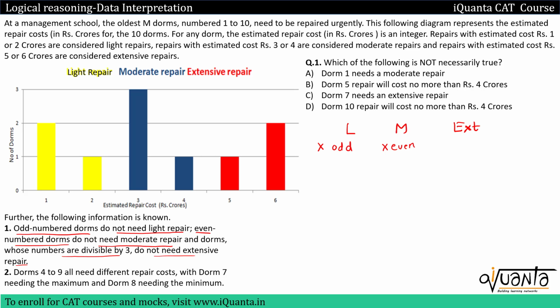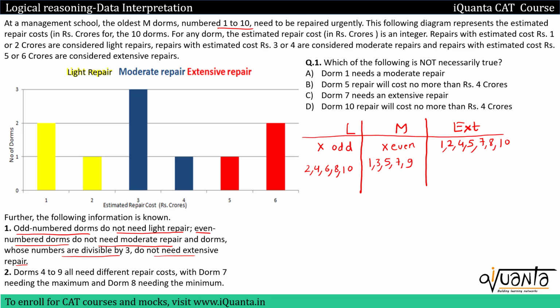So we have dorm numbers from 1 to 10 given to us. So 1 might need extensive repair, 2, then 4, 5, then after that 7, 8 and 10. They might need extensive repair. In moderate, we cannot have an even number, so we'll have odd numbers 1, 3, 5, 7 and 9. In light repairs, what can be the possibilities? There should be no odd number, so all even, 2, 4, 6, 8 and 10. So these are the possible dorms that might need this light, moderate and extensive repair.